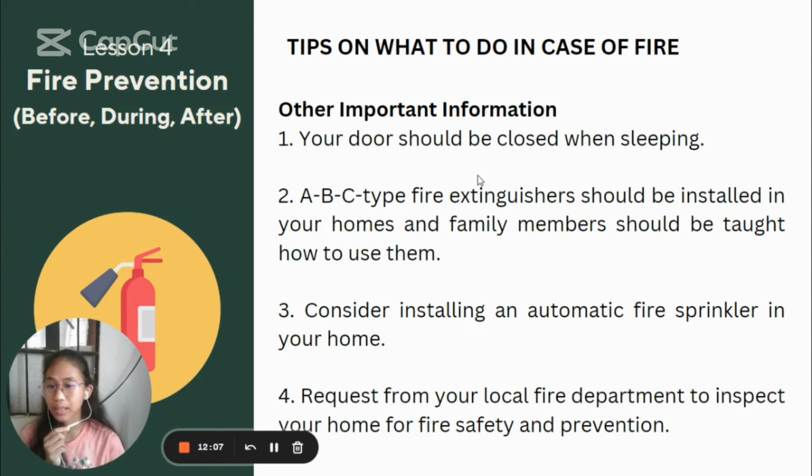Number 2. ABC type fire extinguishers should be installed in your homes and family members should be taught how to use them. Number 3. Consider installing an automatic fire sprinkler in your home alongside with smoke alarm na ni siya para dali ra ma-put out ang fire o dali ra siya ma-detect. Number 4. Request from your local fire department to inspect your home for fire safety and prevention.